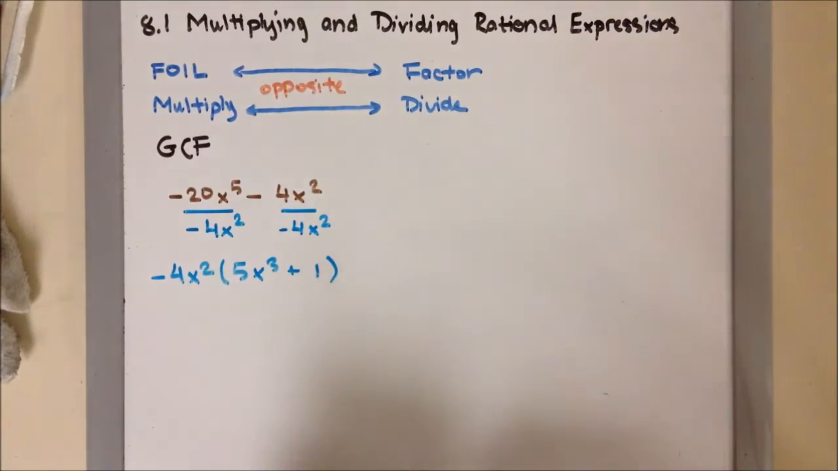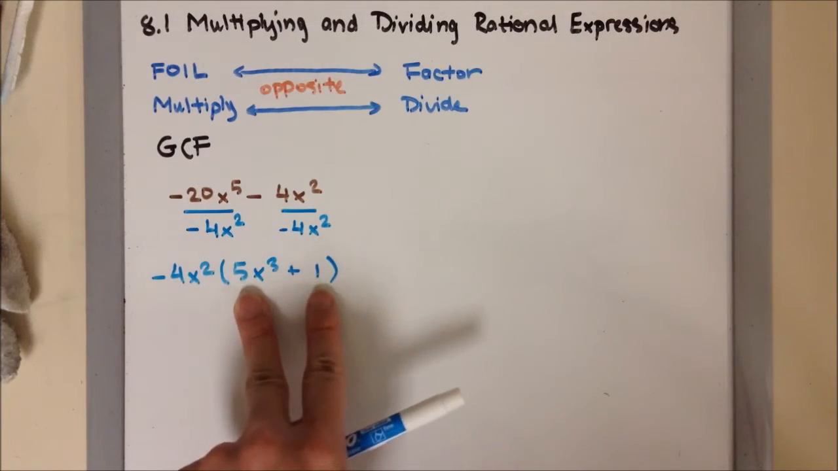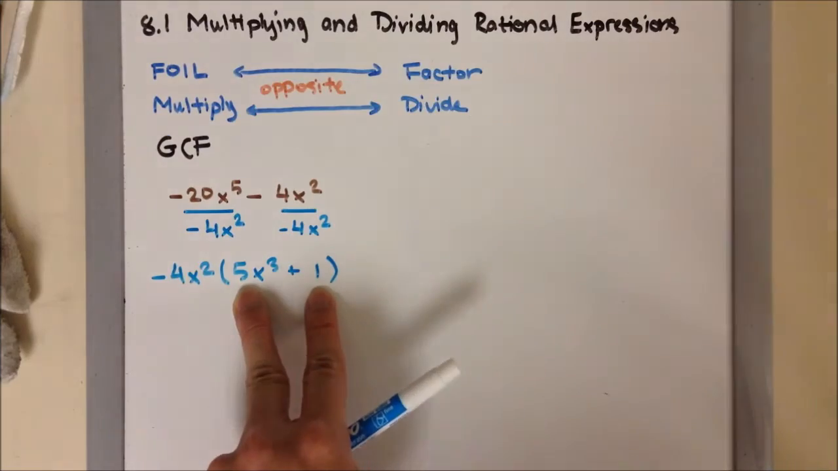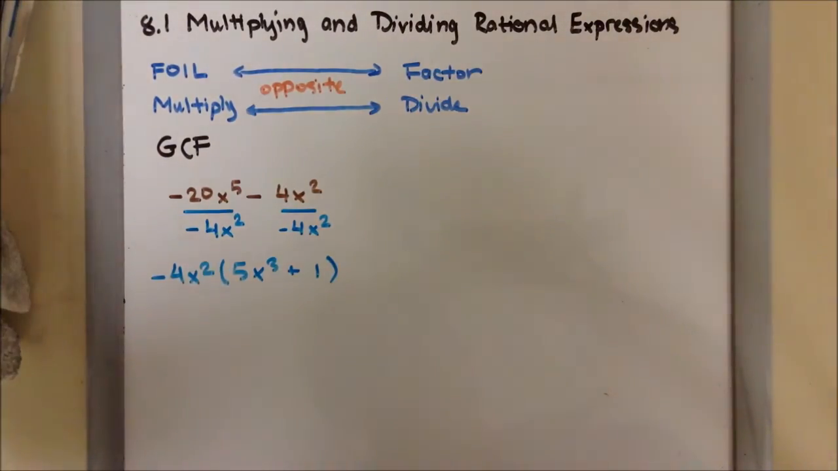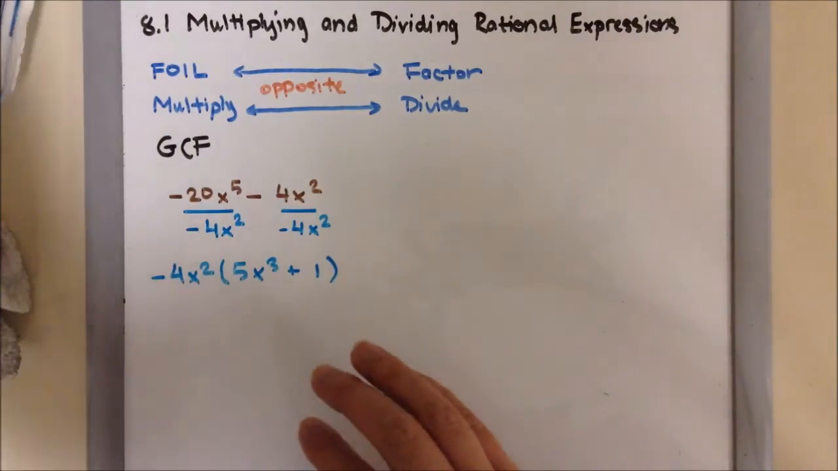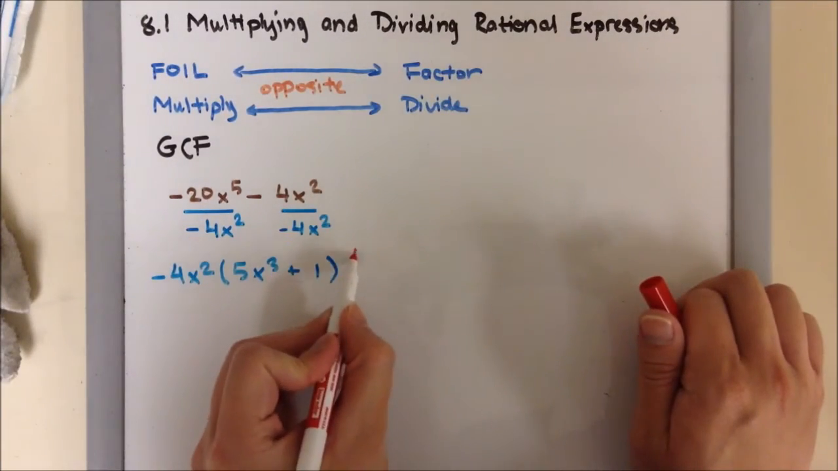So that's my factor, and then double checking, there's nothing in common between 5x to the third and 1, except the only number is 1, but we don't need to do that. So here's my final answer, and let me box that up.